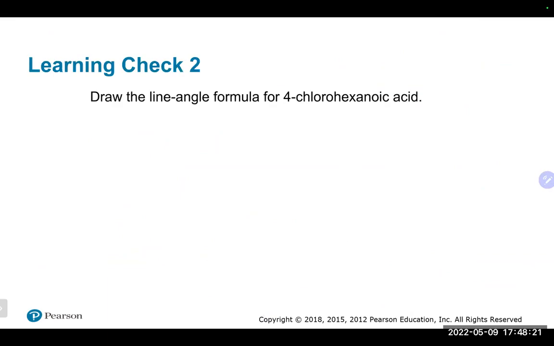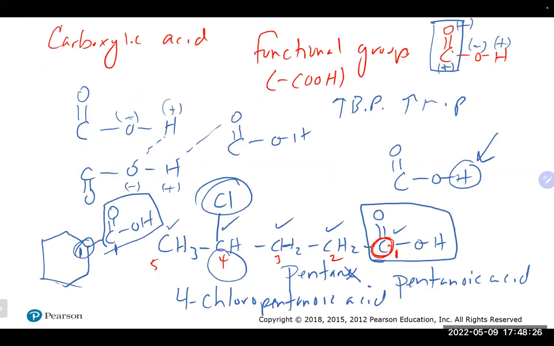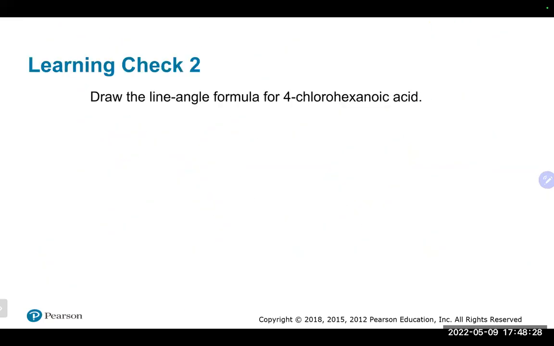Okay. So I think we left off, we finished there last time, if I'm not mistaken. So I think we're here. Why don't you draw the line angle formula for 4-chlorohexanoic acid, and why don't you also do the condensed formula as well? And why don't we also draw, oh, I don't know. Let's do 3,4-dimethyl.